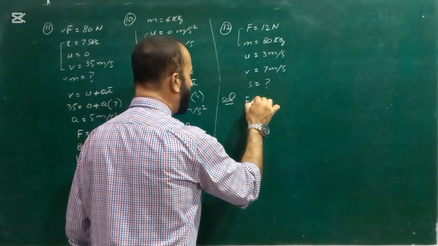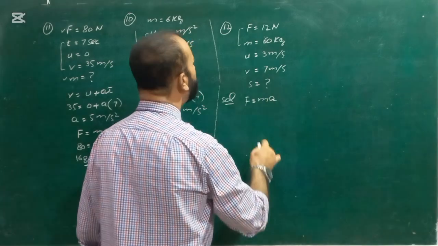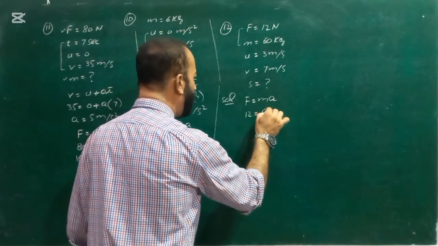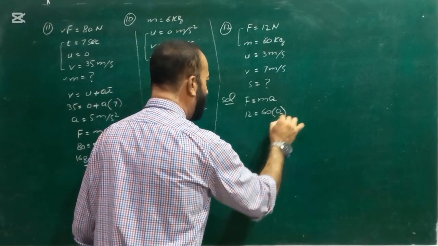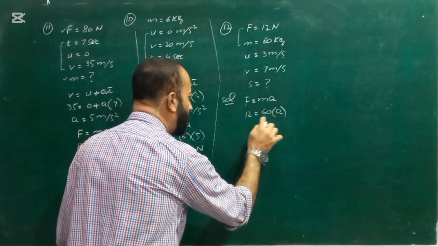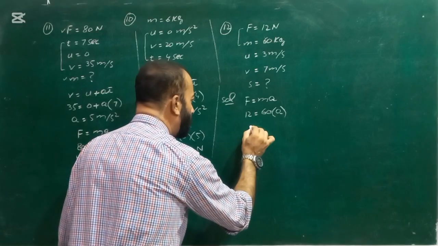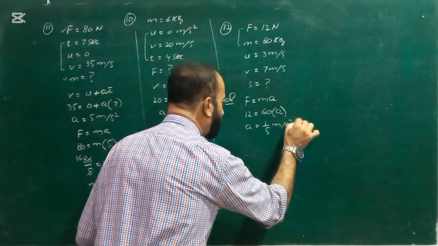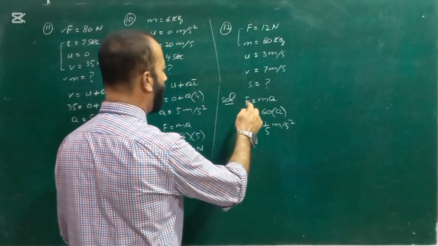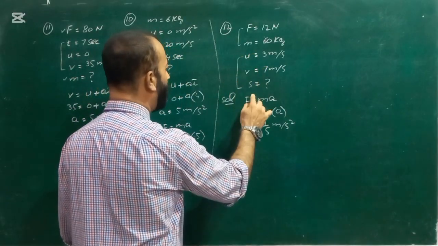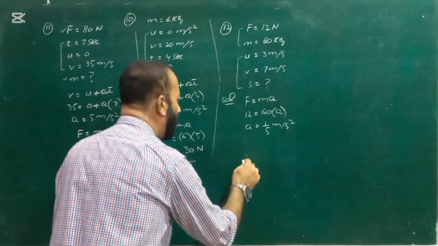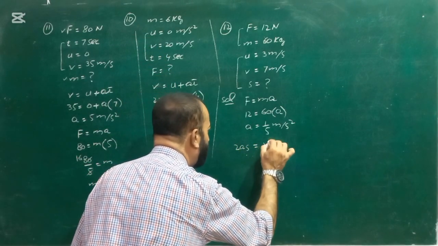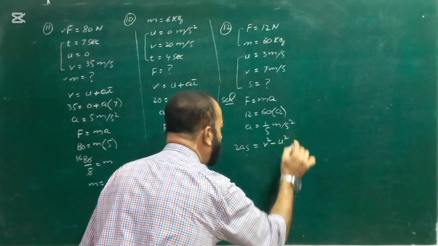So F is equal to MA, F is 12 and M is 60 and A is the requirement. So from here you can see 60 will come to the denominator of 12. So A will be equal to 1 by 5 meter per second square. And now we will solve the rest of the things. So S is the requirement and A is here now.